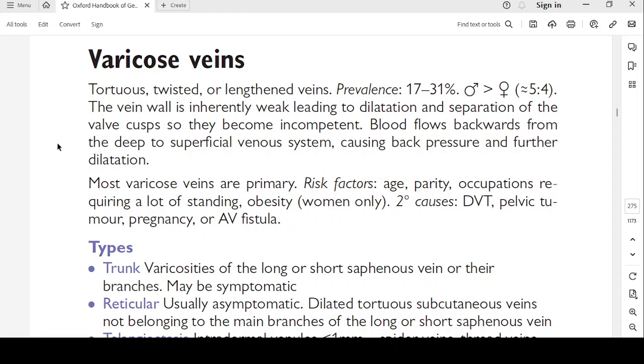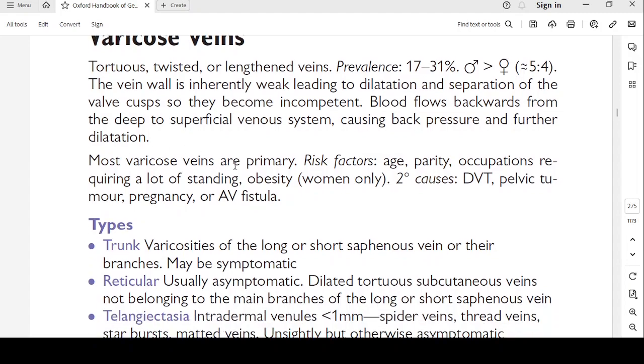Blood flows backward from the deep to superficial system, causing back pressure, further dilatation. Most varicose veins are primary. Risk factors are age, parity, occupations requiring a lot of standing, obesity, women only. Secondary causes are when there was a previous DVT, pelvic tumor, pregnancy or AV fistula.